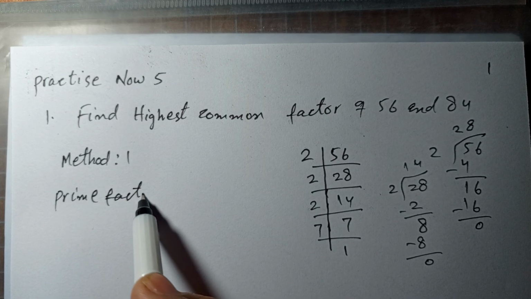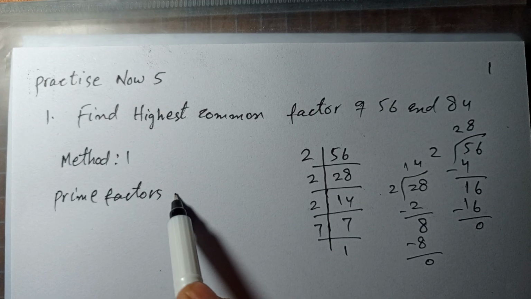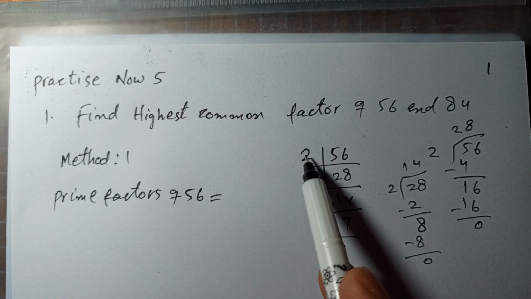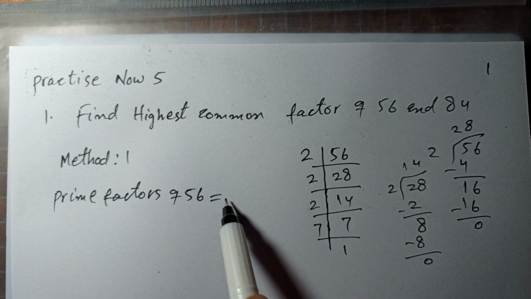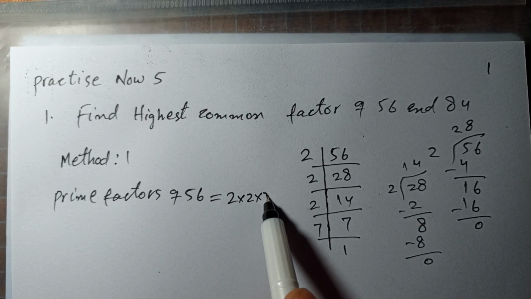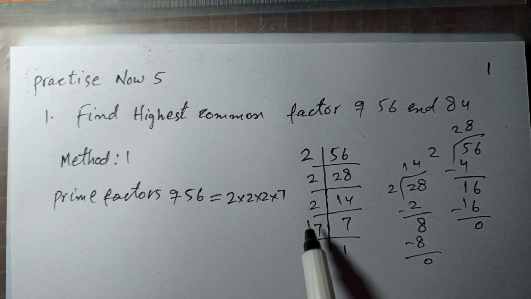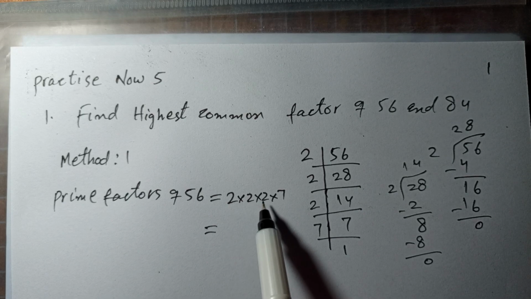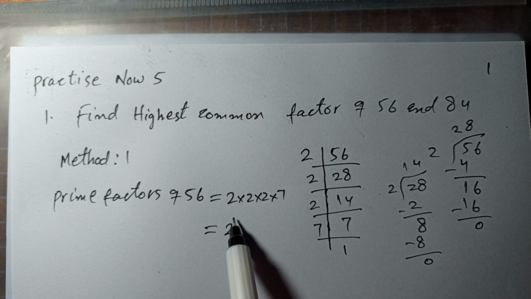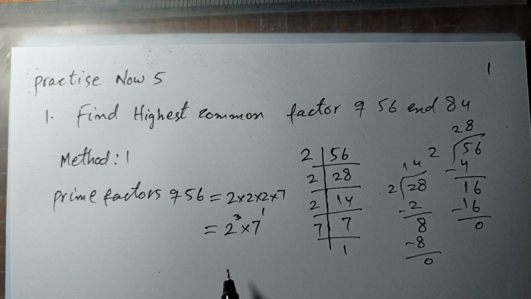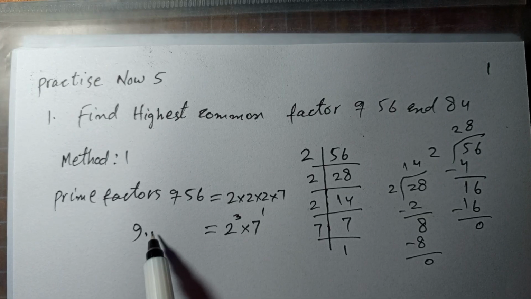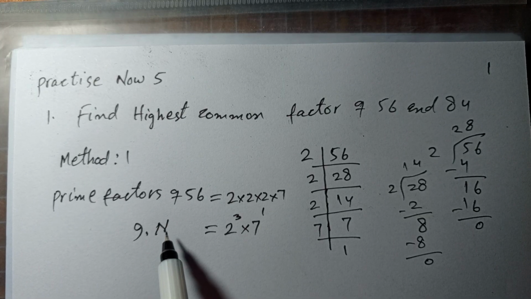Prime factors of 56. These are 2, 2, 2 and 7. I have written here all the prime factors. Now write in the index form. 2 is 3 times, so you will write 2 raised to power 3, and 7 is only 1 time, so 7 raised to power 1. These are the prime factors of 56 and their index notation. I will write here IN for index notation.